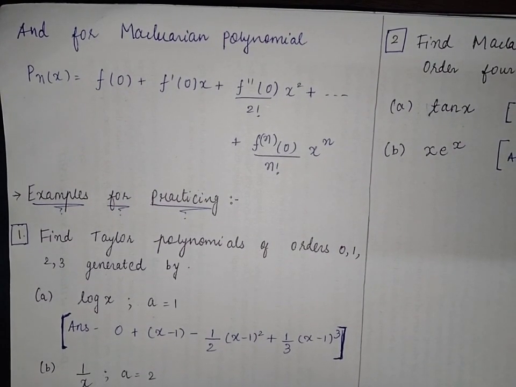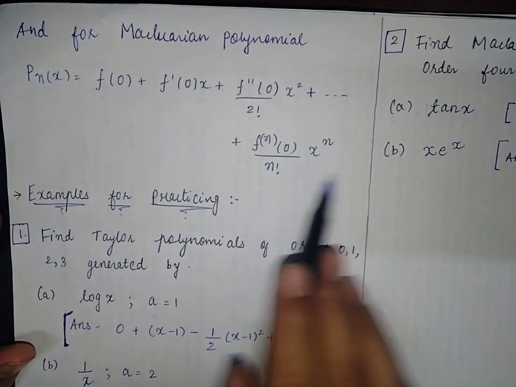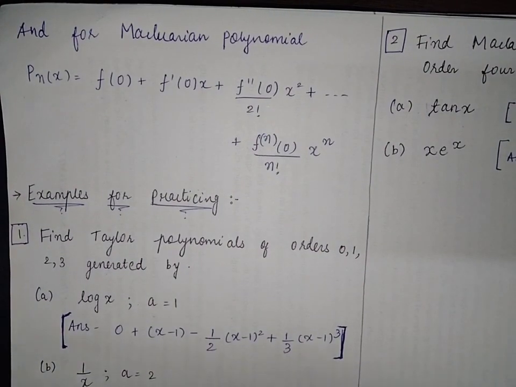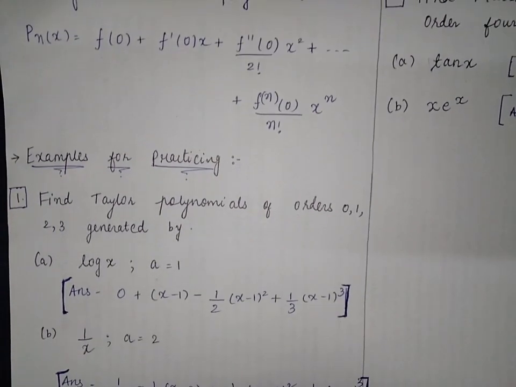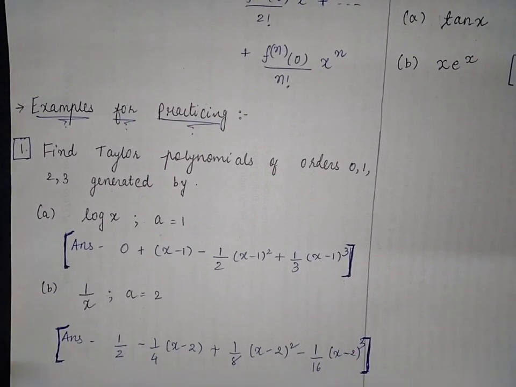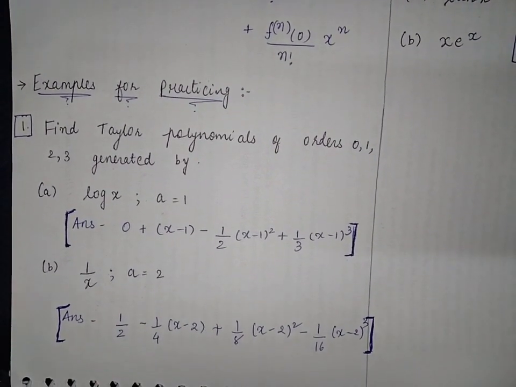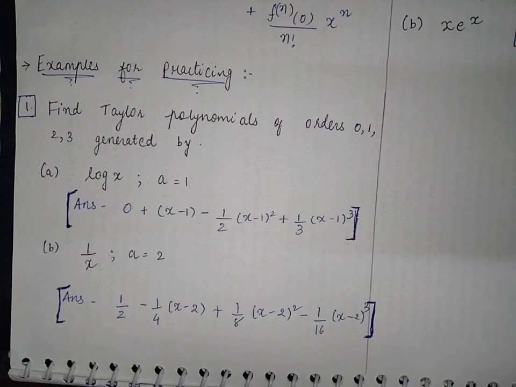Just as you found the Taylor polynomial, in the same way the Maclaurin polynomial can also be found easily. But only the formula will change. Other steps will remain as they are. Okay. So I have given 4 examples for practicing, that is 2 examples of Taylor polynomials and 2 of Maclaurin polynomials. So do practice these examples.